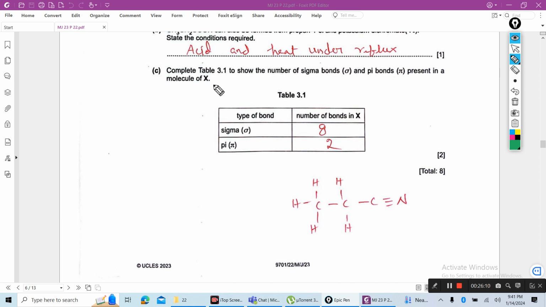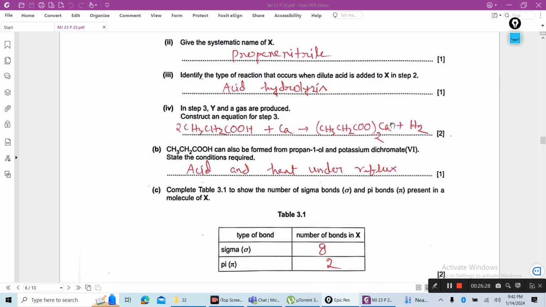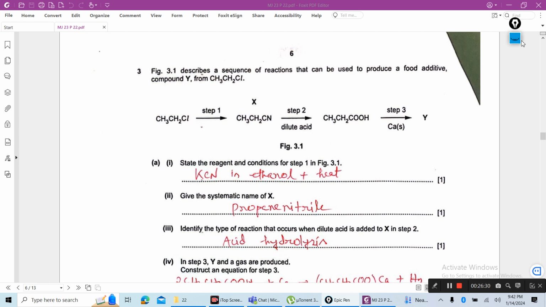Now number C, complete the following table to show the number of sigma bond and pi bond present in a molecule of X. X is, you know what is X? X is alkane nitrile. So 3 carbon, propane nitrile.